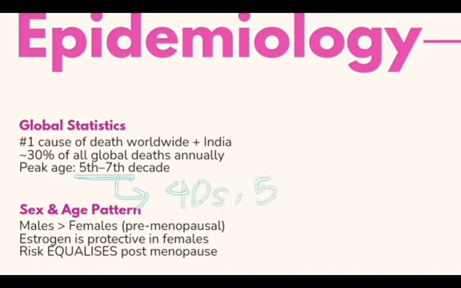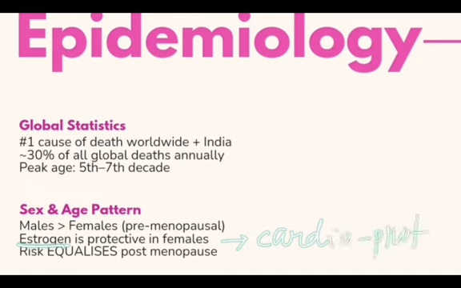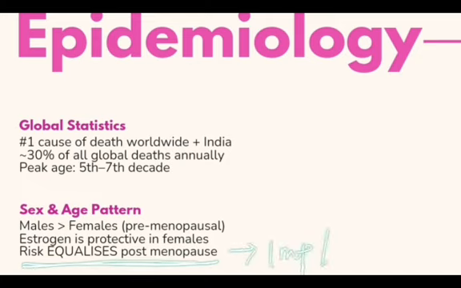The peak age of ISD is the 5th to 7th decade, that is 40s, 50s and 60s. Males are at a higher risk than females, but only until menopause, and after that the risk equalizes. The main reason is that during the menstrual cycle there is a hormone known as estrogen, and estrogen is cardioprotective in nature. After menopause the level of estrogen decreases, due to which females become susceptible to ischemic heart disease.